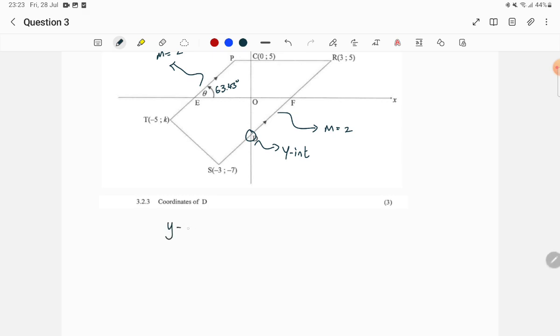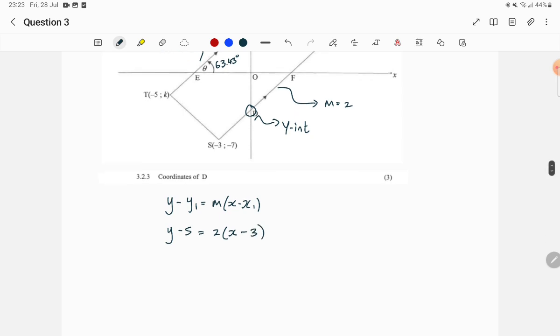That's the one way. y minus y1 is equal to m into x minus x1. Alternatively, you could use y is equal to mx plus c and then sub in a point. It will give you the exact same value. So here I'm going to use the point 3 and 5. So y minus 5 is equal to 2 into x minus 3.